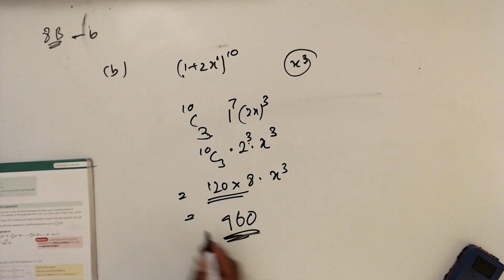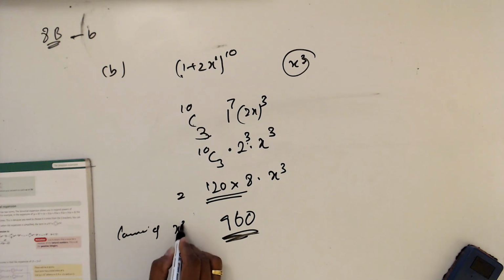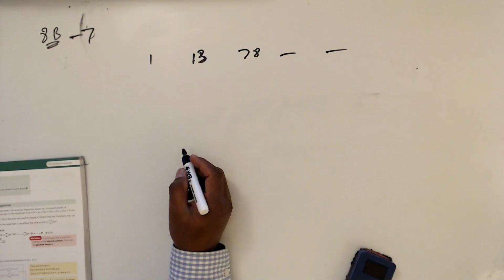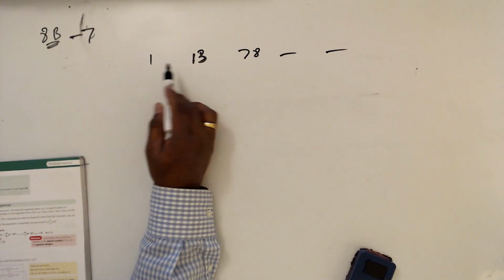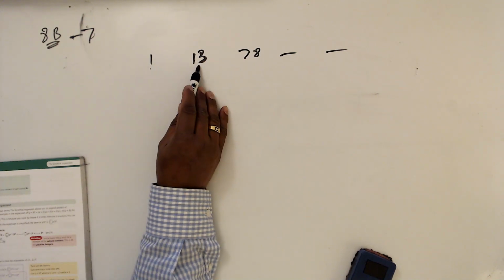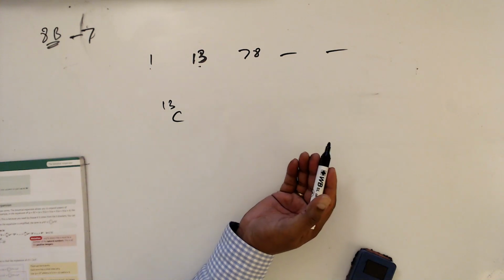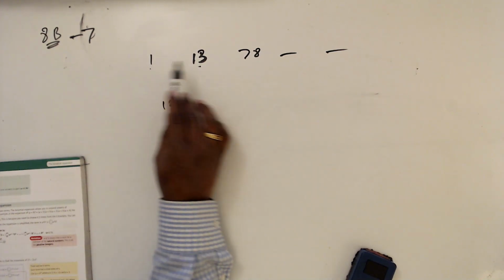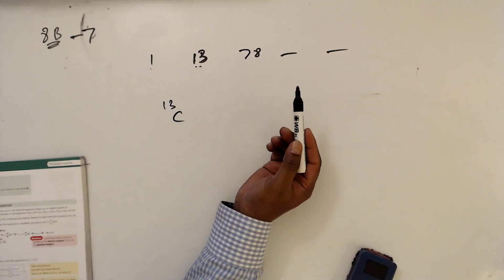So you can write the coefficient of x cube is 960. If you see this one, this is enough to identify the power, because after 1 we will always get the power. So this is going to be 13C. We know that if this is 13, which row has to be this one? 14th row.